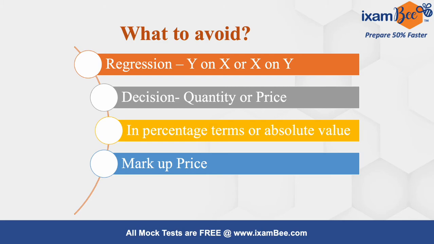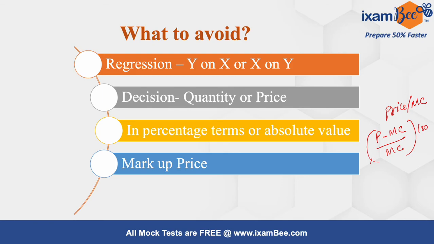Fourth is calculation for markup price. What is markup price? Markup price is excess of price over marginal cost. But it doesn't mean that you can obtain it by taking the difference of price and marginal cost. In absolute term, when you have to calculate markup price, it is equal to price upon marginal cost. And when in percentage terms you are calculating markup price, it is price minus marginal cost upon marginal cost into 100. So these are the formulas for calculating markup price.